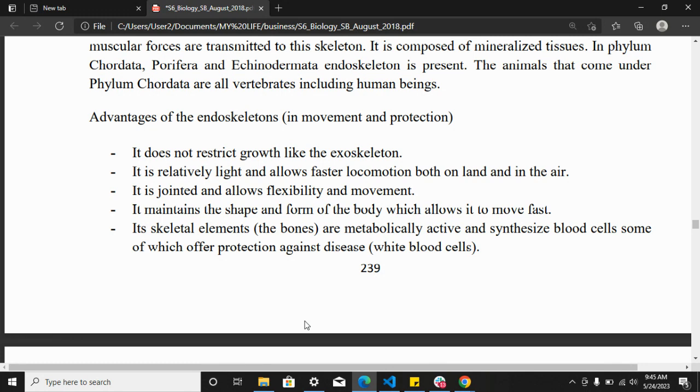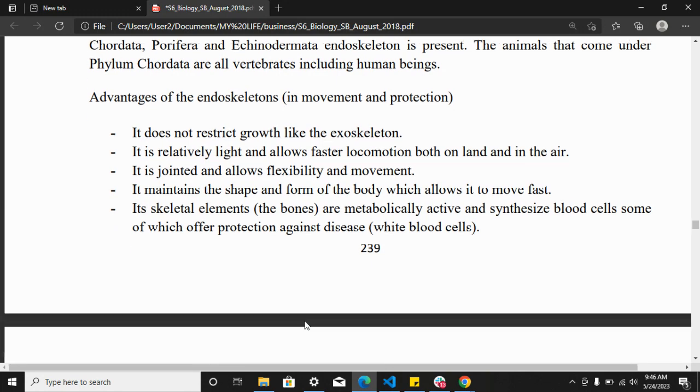So it is jointed and allows flexibility and movement. The way the skeleton is made, it is not one body or one material; it has joints connecting the parts, which provides flexibility and makes the organism more flexible. Another thing we cannot ignore is that the endoskeleton maintains the shape and form of the body, which allows it to move fast. It keeps the shape of the organism the same, and lets the body move fast.